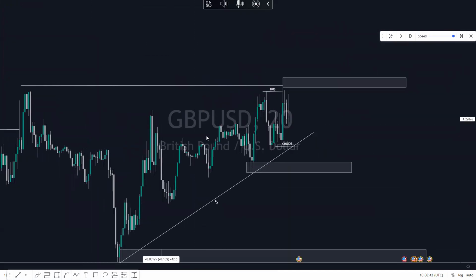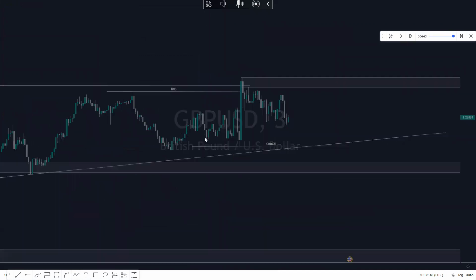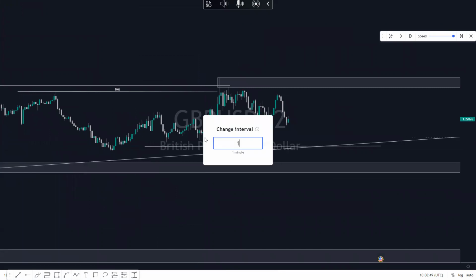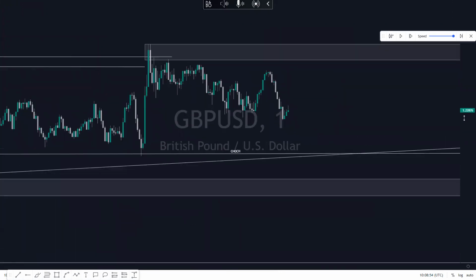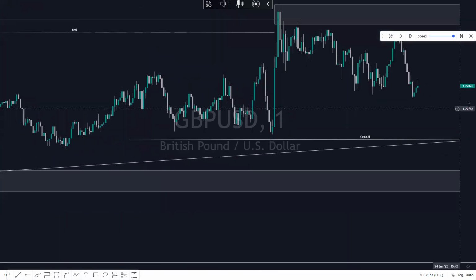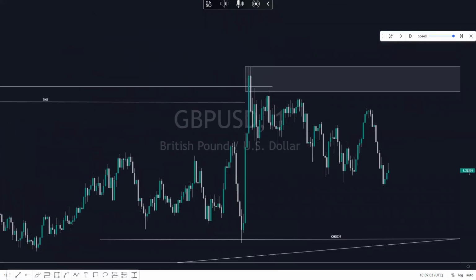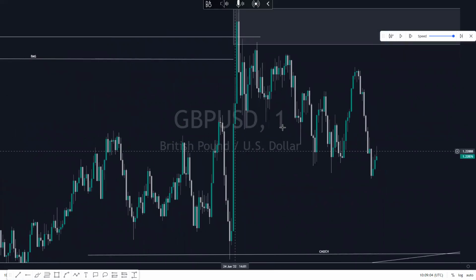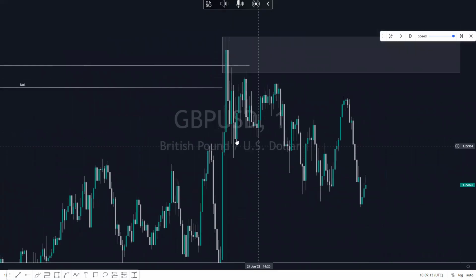3 minutes. Okay, I'm not seeing anything. 2 minutes. Okay, let's just check 1 minute. Man, it's getting really, really crazy. So you can see that GBP alone can give you a whole lot of confirmations before you enter. So you just have to be very careful, because it looks like I'm seeing something else.